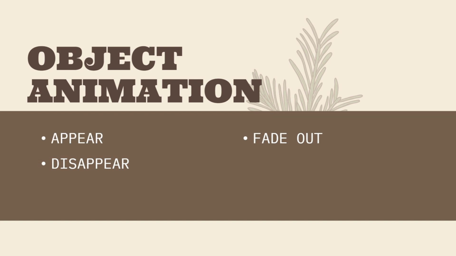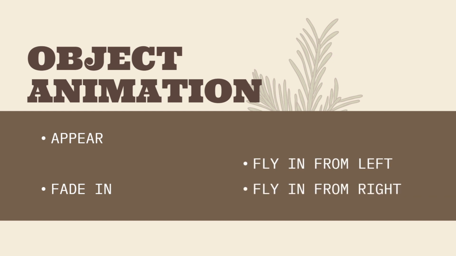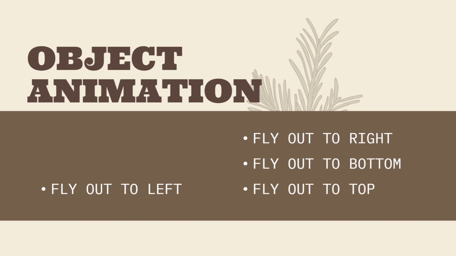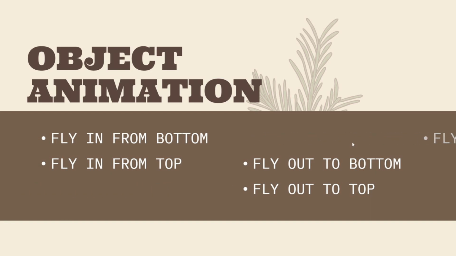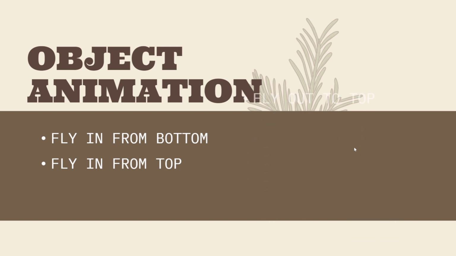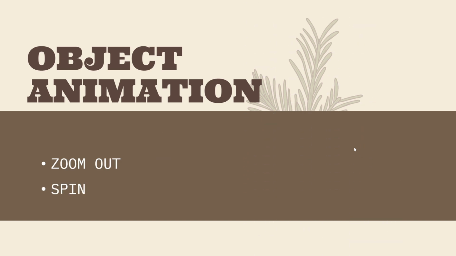So here we have the appear, the disappear, the fade in, the fade out, the fly in from left, fly in from right. You have the fly in from bottom, fly in from top, fly out to left, fly out to right, fly out to bottom, and then the fly out to top. And you have the zoom in, and then the zoom out, and then lastly we have spin.